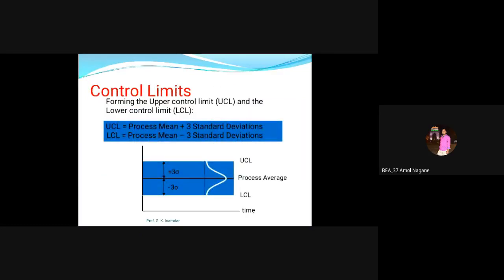So control limits. The next point is control limits. We have already discussed this point, but let us look at forming the upper control limit and the lower control limit. How do we decide them? Suppose for example this is a central line, the process average. Now how can we decide the upper control limit? The upper control limit is nothing but the process mean plus 3 standard deviations, or we can say the tolerances. Is it right?